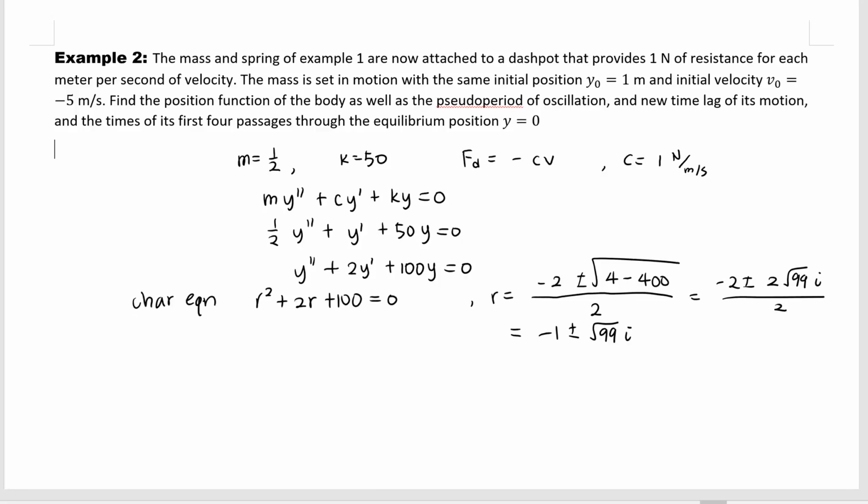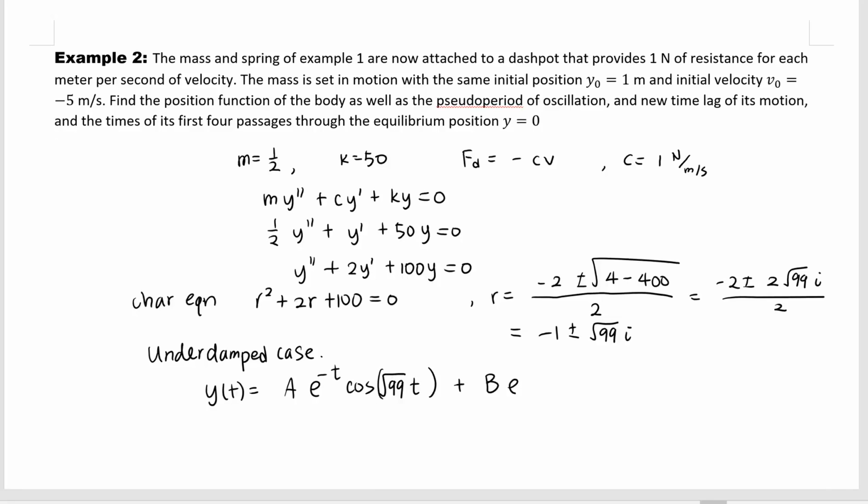Because we have 2 complex roots, we have the underdamped case. So the solution is a e to the minus t cosine square root of 99 t, plus b e to the minus t sine square root of 99 t.